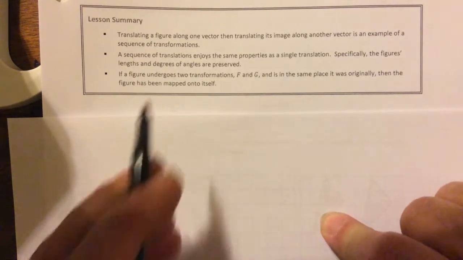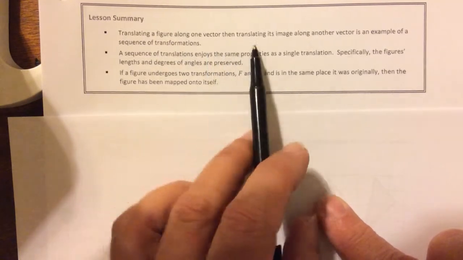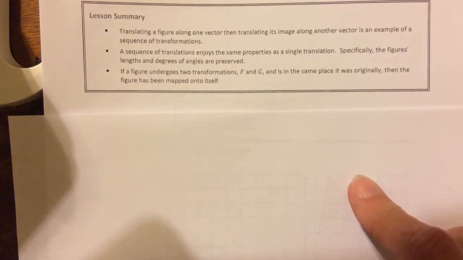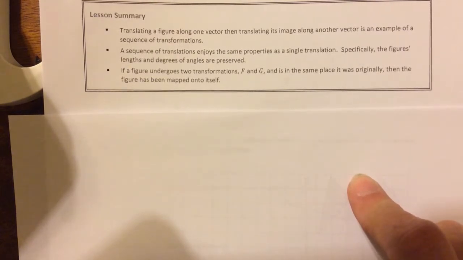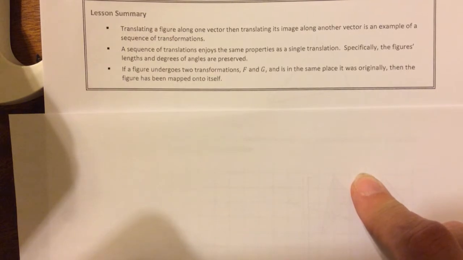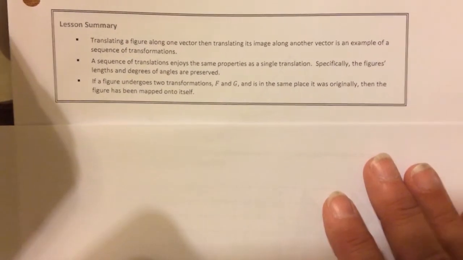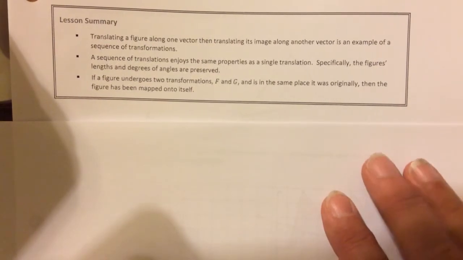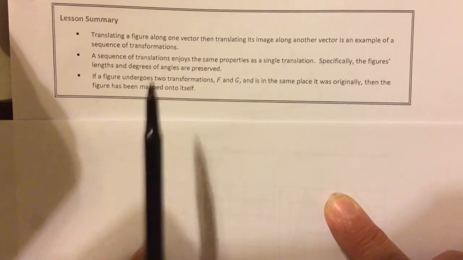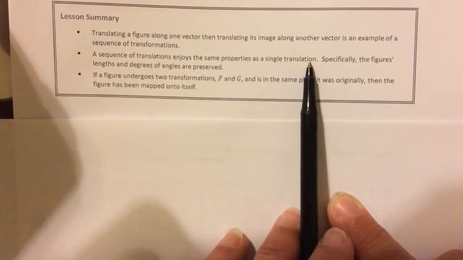So we've done that, and we've seen that translating a figure along one vector and then translating its image along another vector is an example of a sequence of transformations. So we did this. We did two. You could do more. Two's not the limit, so you could even do more than two. All right. So we saw a sequence of translations enjoys the same properties as a single translation.